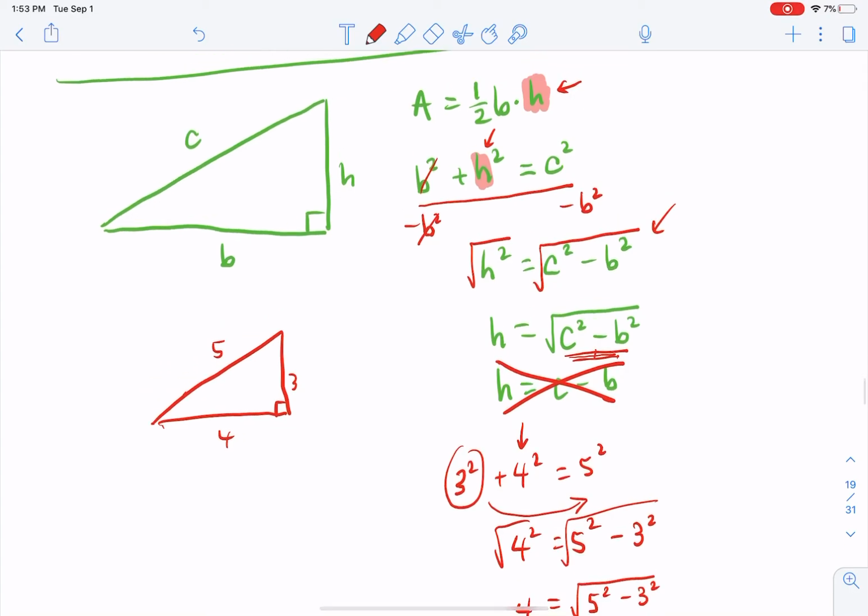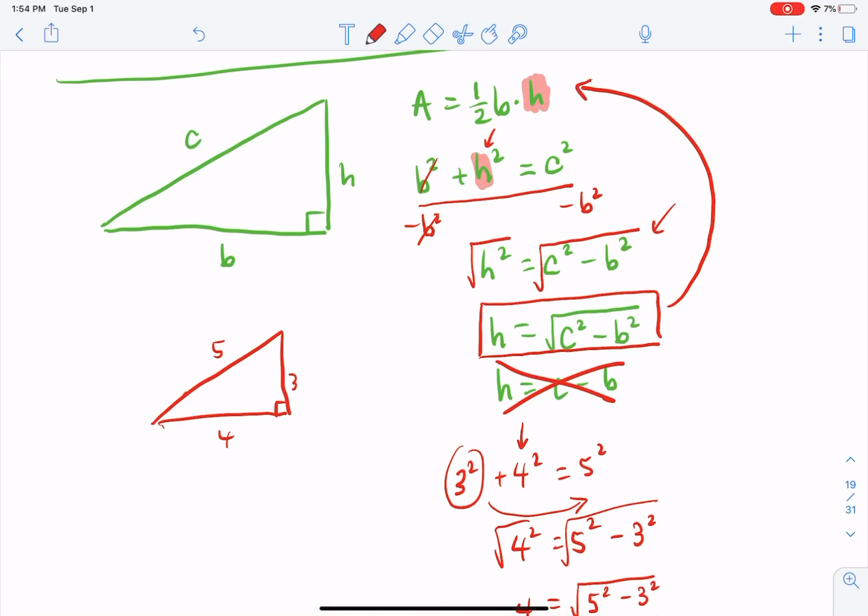Okay, all of that to say that we are pretty much ready to take this and do some beautiful substitution back in this equation that's right there. I'm going to take that h out, this one right there, and replace it with the square root of c squared minus b squared. This is looking totally Christmas up in here.